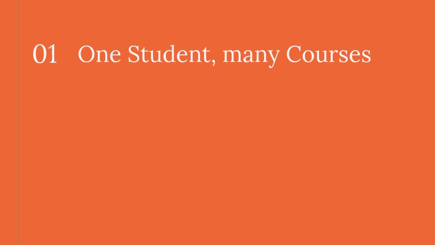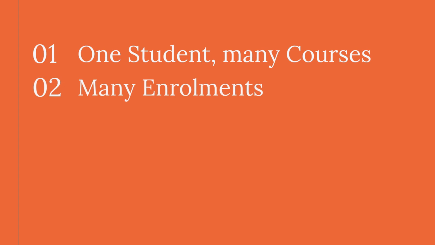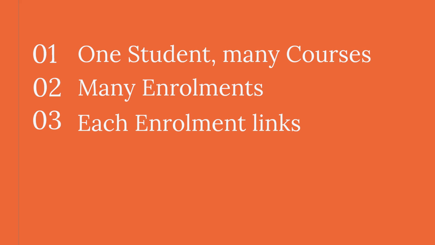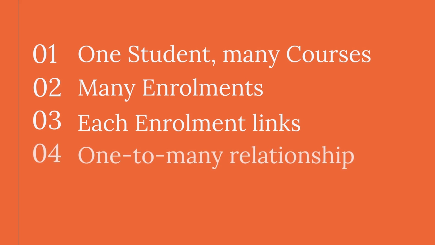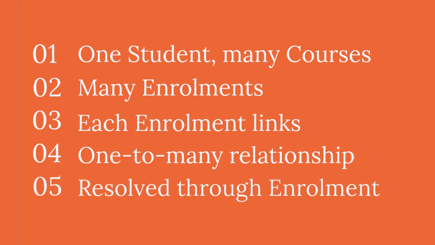One student can have many enrollments. One course can have many enrollments. Each enrollment links one student to one course. This results in a one-to-many relationship. The many-to-many relationship is resolved through the enrollment entity.